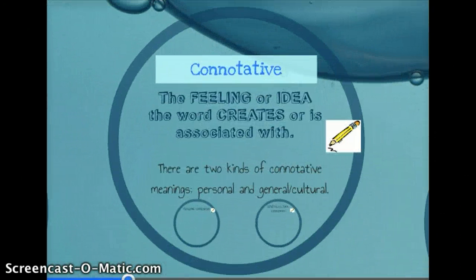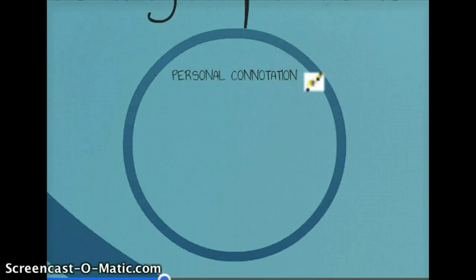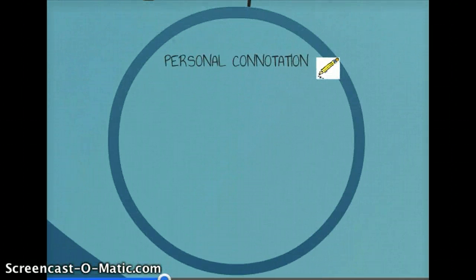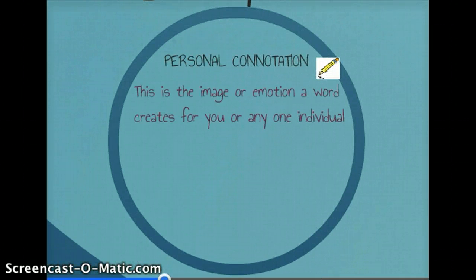The connotative meaning of a word is the feeling or idea that the word creates or is associated with. And there can be two kinds of connotative meaning, personal and general or cultural. Let's take a look at personal connotation. Personal connotation is the image or emotion a word creates for you or for any one individual.